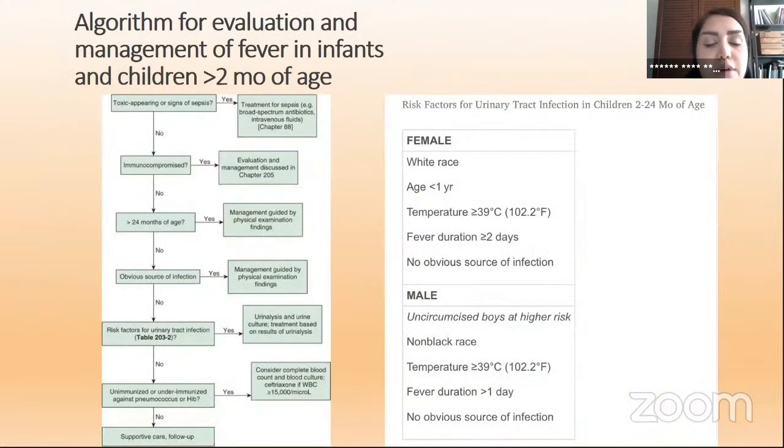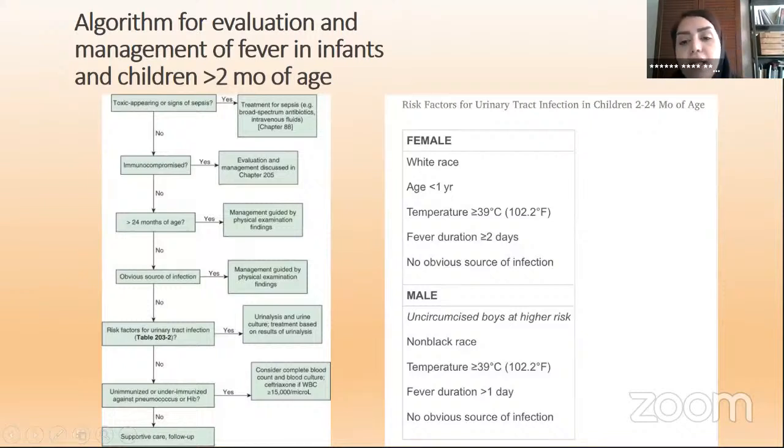Here is the algorithm for evaluation and management of fever in infants and children of this age. As I told you, it's up to you in this age range, and you should decide. Here, you can see risk factors for urinary tract infection in children 2 to 24 months of age.